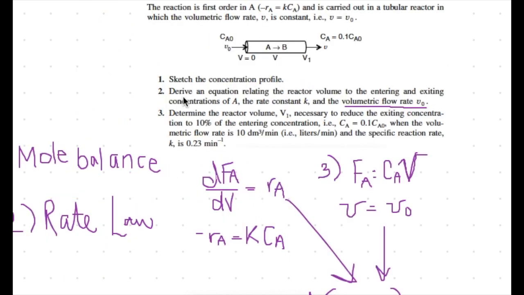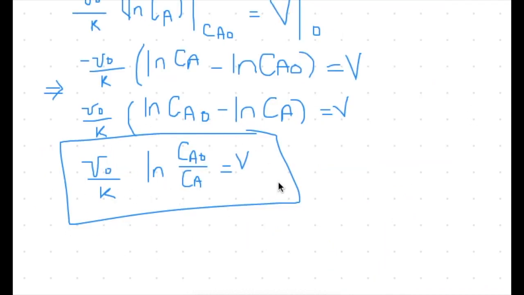Our question initially asked us to derive an equation relating the reactor volume, so it makes sense that it should be V equals something to the entering and exiting concentrations of A, which would have been Ca naught and Ca, the rate constant K, and the volumetric flow rate V naught. All of the variables that we have in our final equation were the ones that we were asked to use.